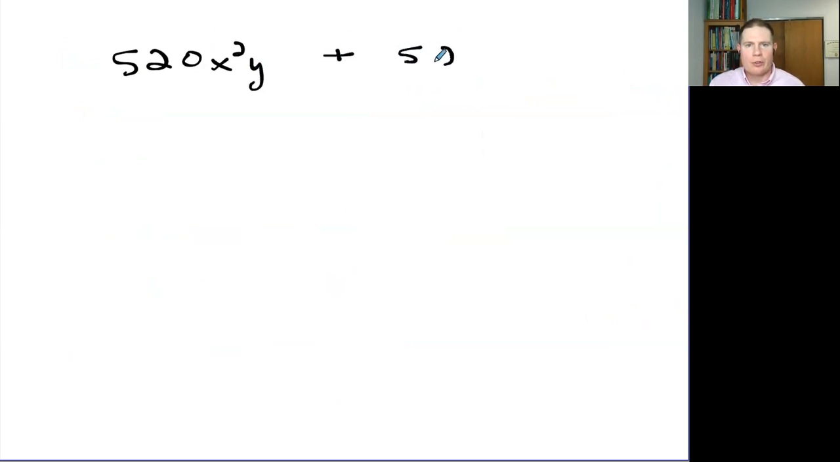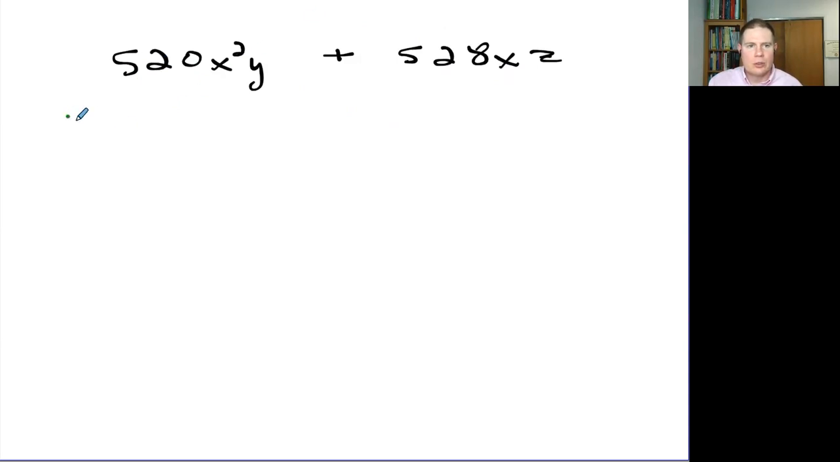Plus 528x. See, leave it at that. There are lots of situations in algebra where seeing this as a product is going to be useful. So how do I do that? Well, I factor each of these.